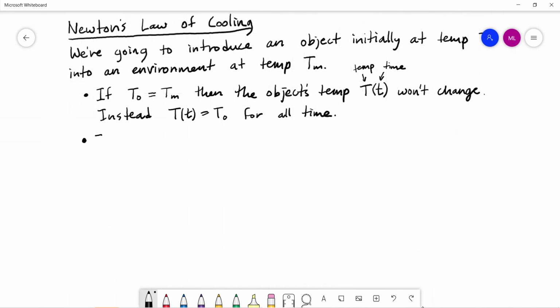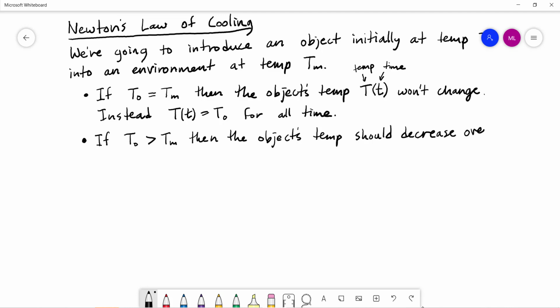Alternatively, if we're talking about the case of the cookies, maybe T0, the temperature of our object, is greater than Tm, the temperature of the room that it's put into. And in this case, what we would expect to see is that the temperature should decrease. So in this case, then the object's temp should decrease, or T of t should decrease over time. It should cool off.